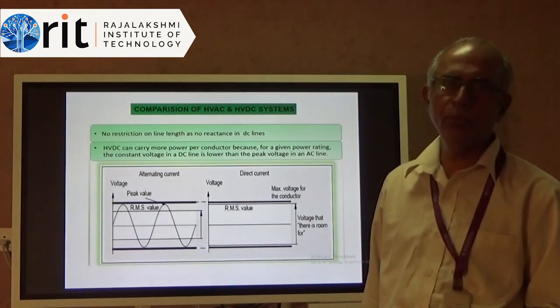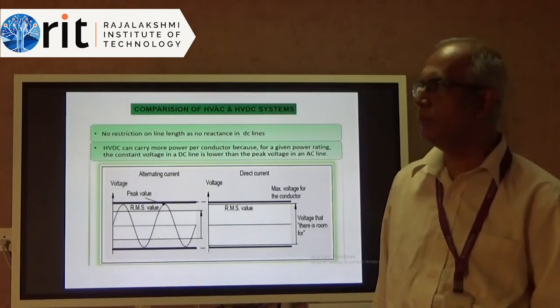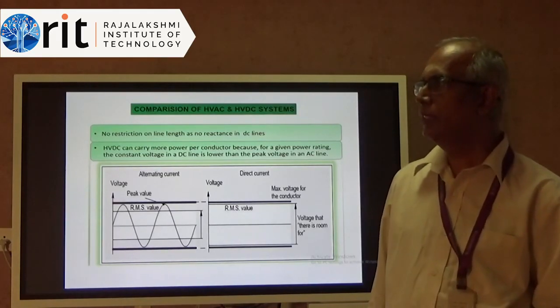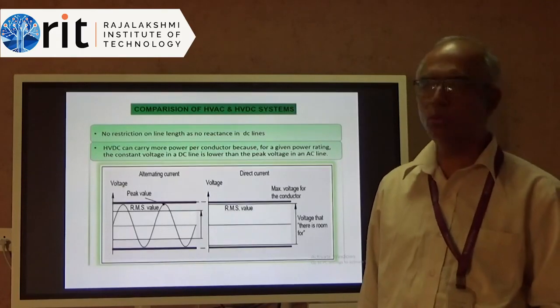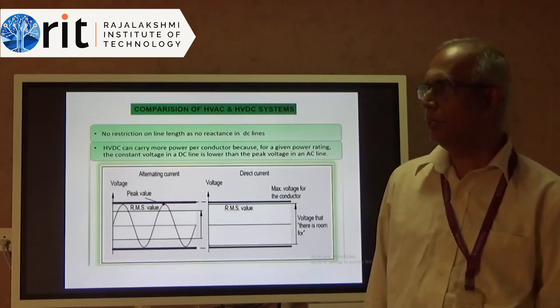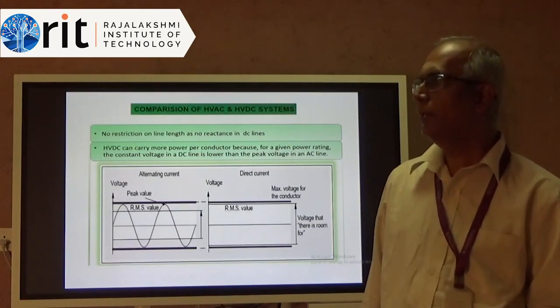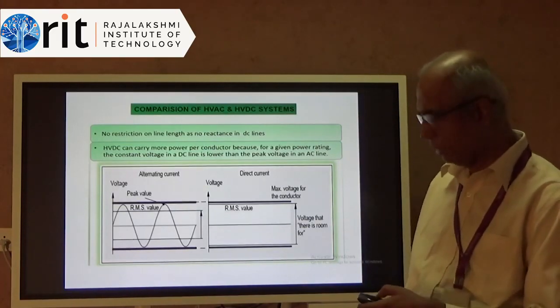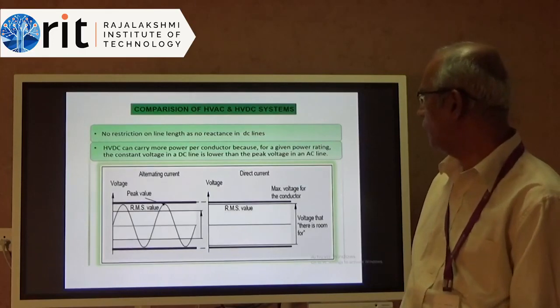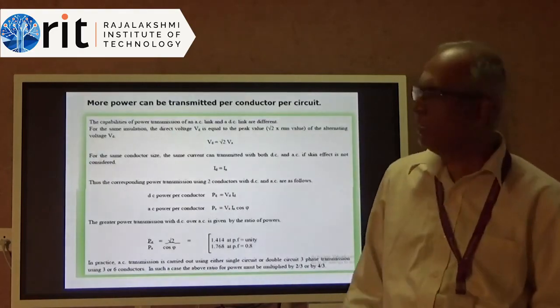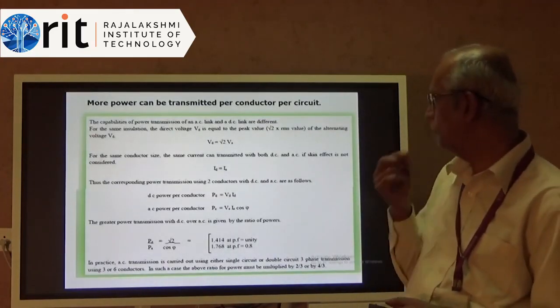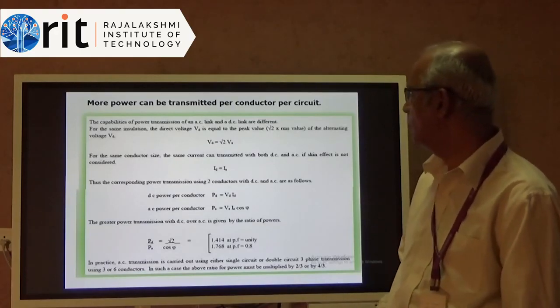What we normally refer to is the RMS voltage, but the peak voltage we know is root 2 times higher. So the insulation also has to be for root 2 times the RMS value. When you talk of DC, the voltage is constant all through. There is no difficulty about multiplying it by root 2. So you have lesser insulation cost, and the conductor cost is also going to reduce. Right. So here we have some expressions which will give you why the DC transmission is going to be less.